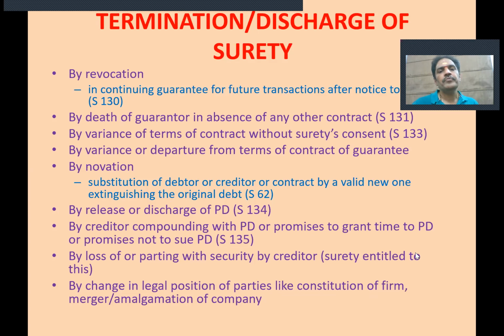So how will the termination or discharge of surety happen? One, by revocation. In case of a continuing guarantee for future transactions, he can give a new notice and walk away from the obligation to be a surety. Two, on the death of the guarantor, unless there is any other contract saying that if this man dies, then his son will be the surety. If that kind of thing is not there, if the man dies, the contract of guarantee dies along with him. Then any variation in the terms of the contract without the surety's consent, like what we have seen earlier, by variance or departure from the terms of the contract of guarantee, so that also I am not bound.